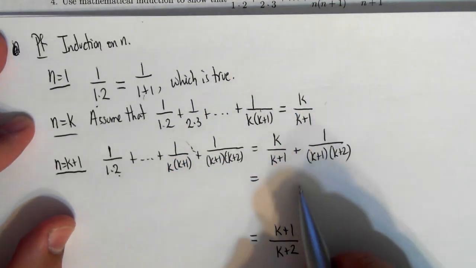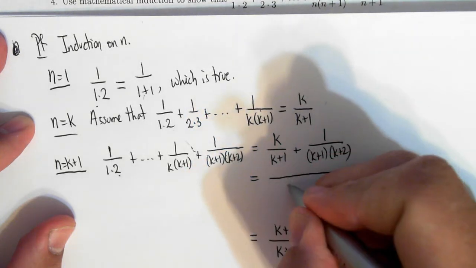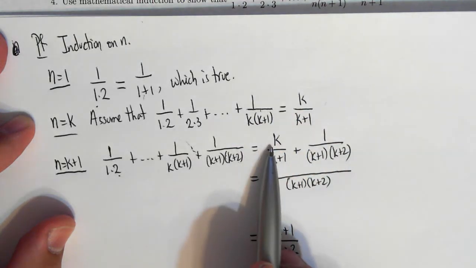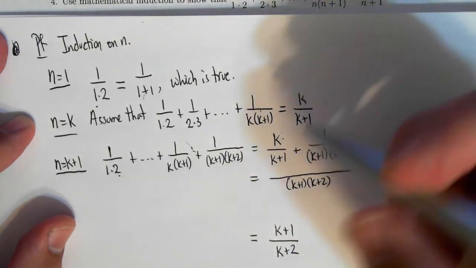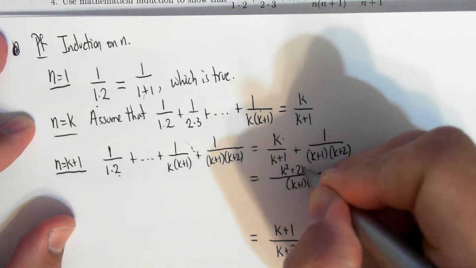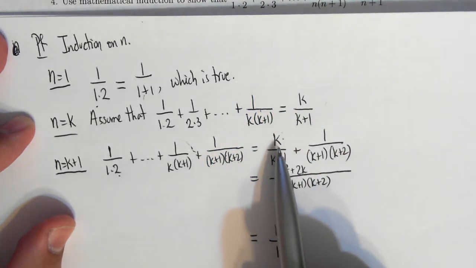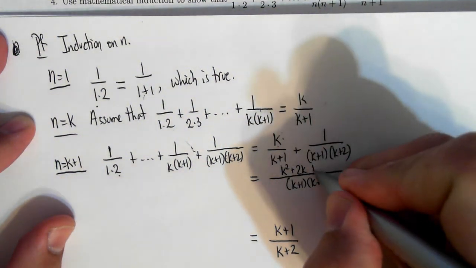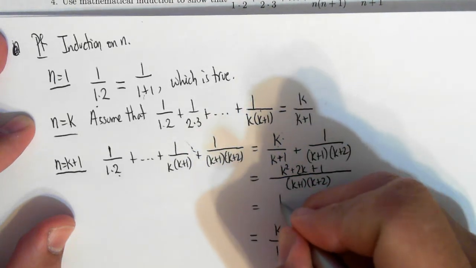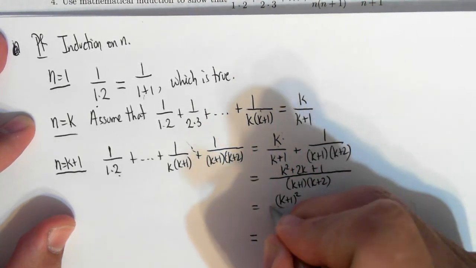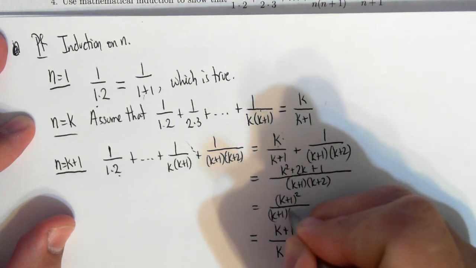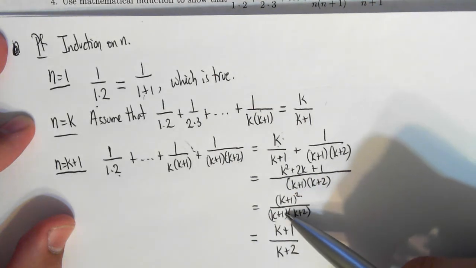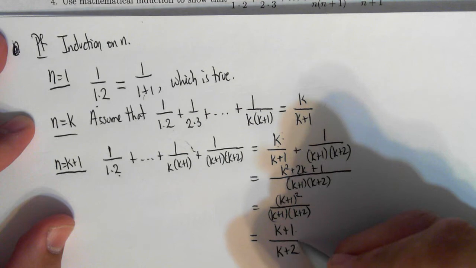Okay, now let's get a common denominator. So k plus 1 times k plus 2. And what's going to be left on top is, if I multiply top and bottom by k plus 2, I get k squared plus 2k, multiplying this by k plus 2, and also multiplying this by k plus 2. Then I have an extra plus 1 from over here. So that's equal to k plus 1 squared over k plus 1 times k plus 2. And that matches my target, because when I cancel the square here and the k plus 1 here, that ends up with k plus 1 over k plus 2.